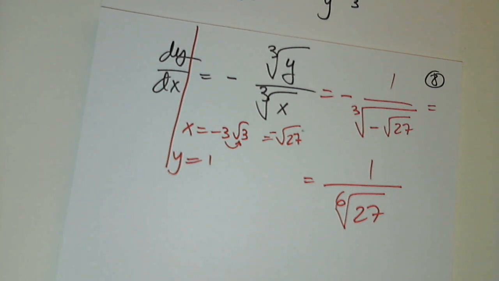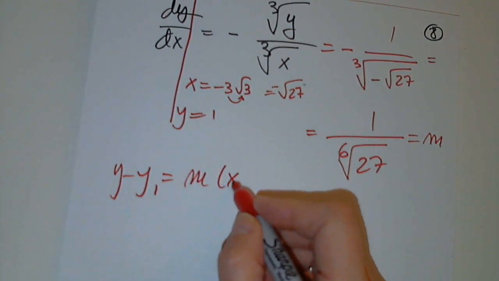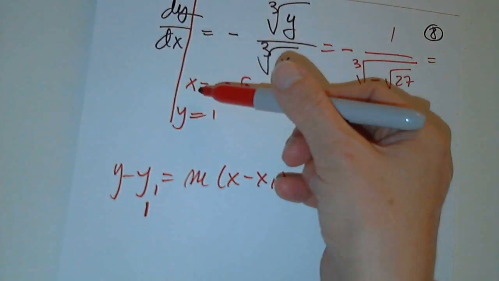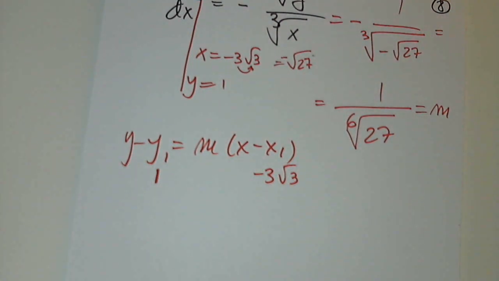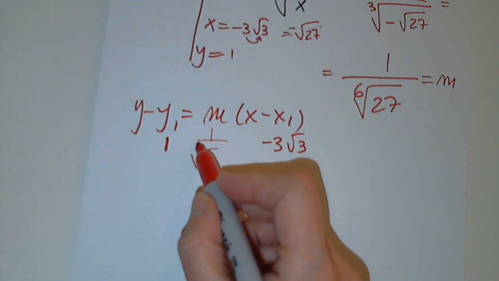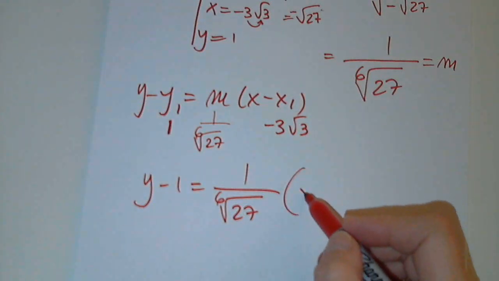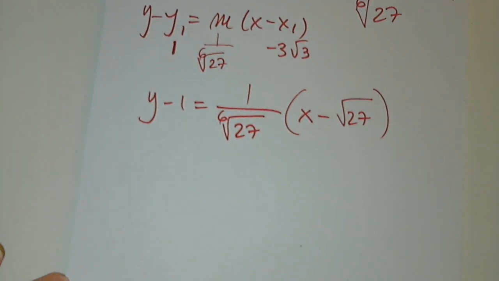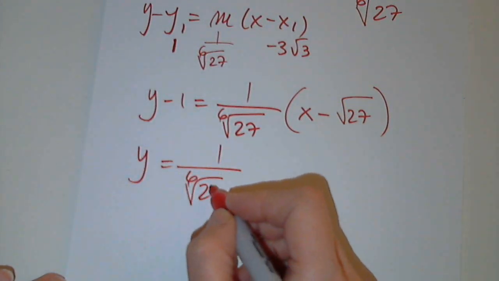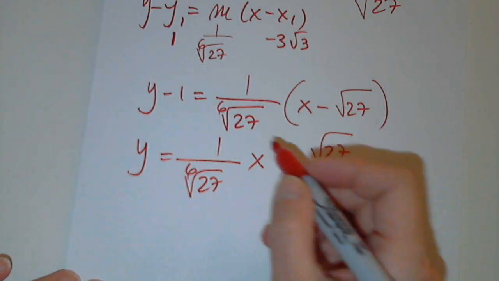We're asked to find the equation of the tangent. Yes, find the equation of the tangent line to the curve at the given point. So this is just a slope. So y minus y1 equals the slope times x minus x1, where y1 is 1 and x1 is negative 3 square root of 3. And the slope is all this. So y minus 1 equals 1 over the 6th root of 27 times x minus the square root of 27. So y equals 1 over the 6th root of 27 times x, minus the square root of 27 over the 6th root of 27, and then plus 1.